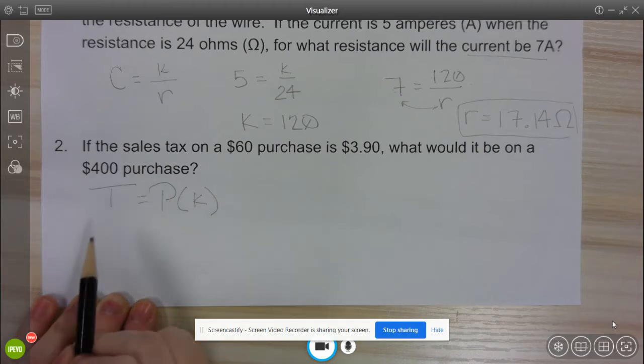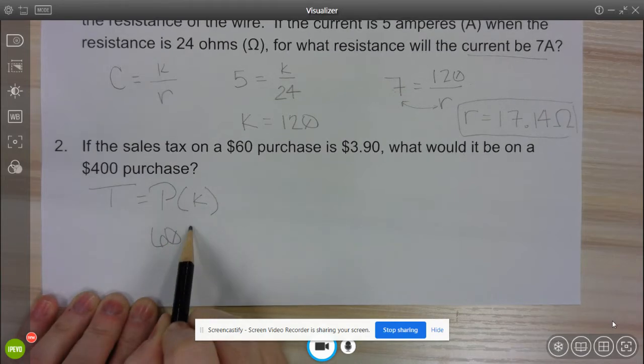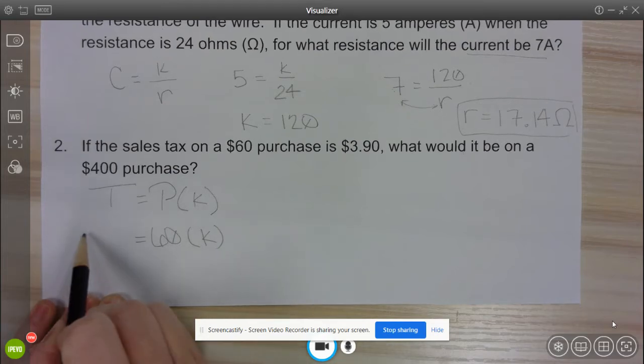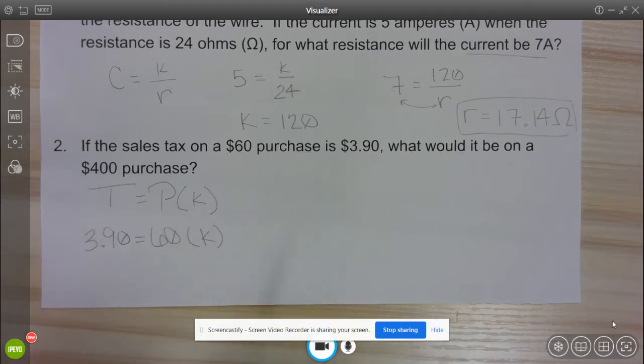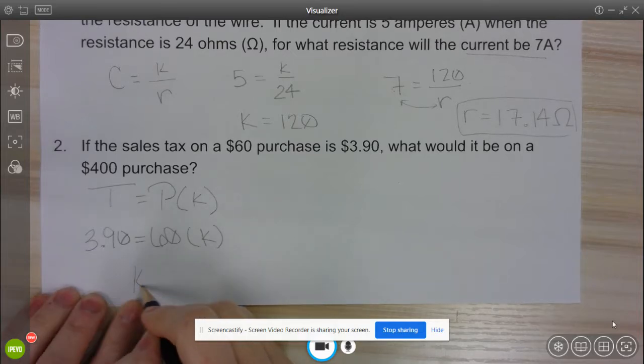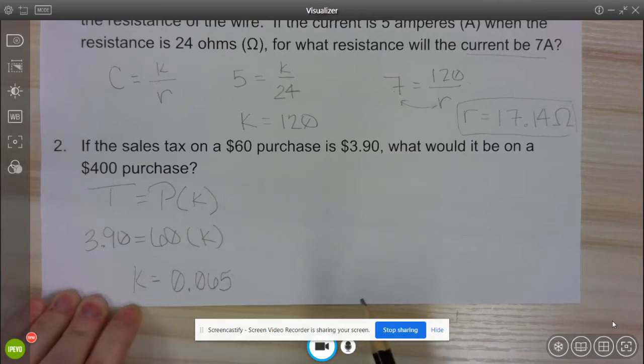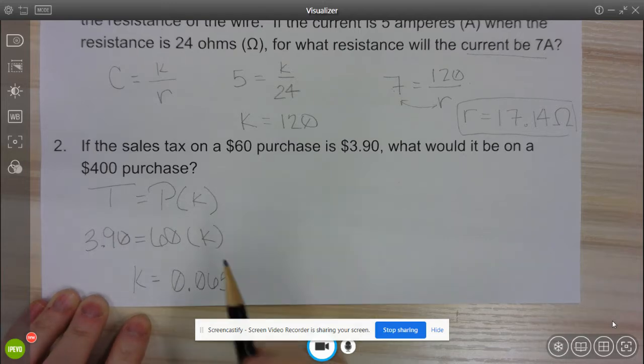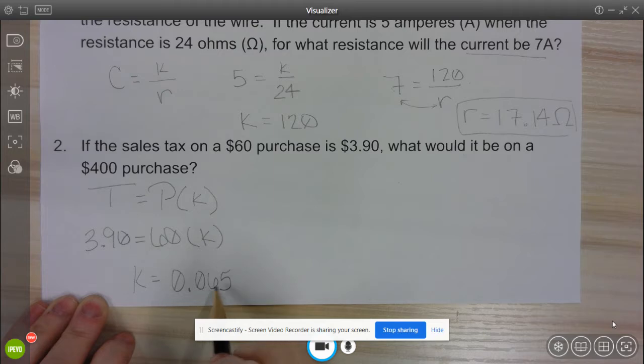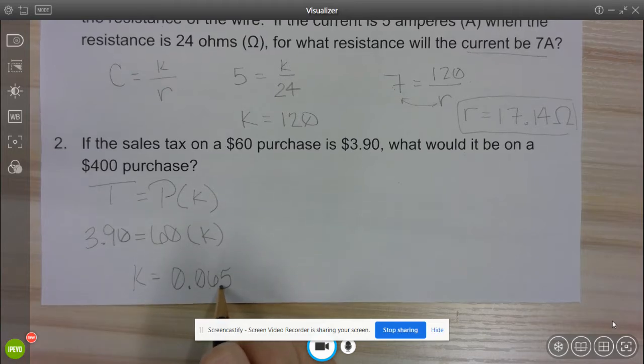So my purchase price was 60, and that ended up making $3.90 for tax. So I'm going to do 390 divided by 60. So that tells me my K value is 0.065. So what this actually means, just so you understand the real world scenario of this, if I move the decimal twice, it would be 6.5. So this is telling me that my tax rate is 6.5% of whatever my purchase price would be.